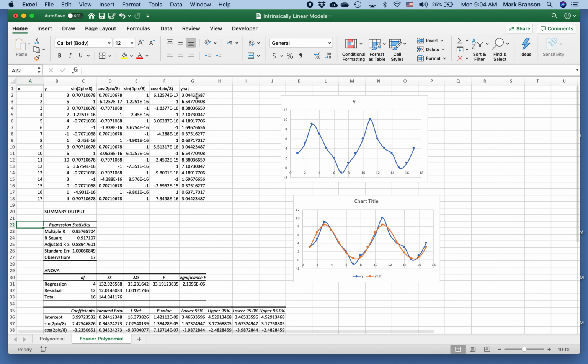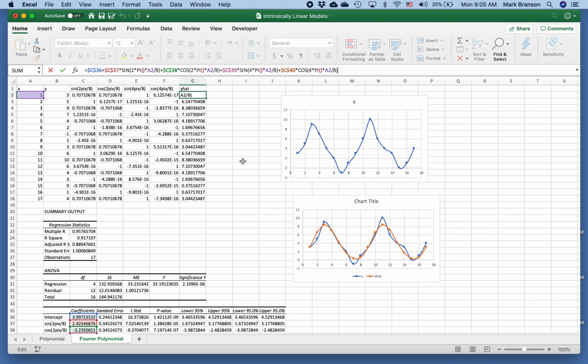And then when I did my y hat, just like we did before, I took the intercept plus the sine of 2 pi x over 8 term coefficient times sine of 2 pi x over 8 plus the next coefficient times cosine of 2 pi x over 8, next coefficient times sine of 4 pi x over 8, next coefficient times cosine of 4 pi x over 8. Okay? And so when I did that, I got my y hat predicted values. And you could see when I graph these, y versus y hat, I get this really nice trigonometric function that follows my data pretty closely.